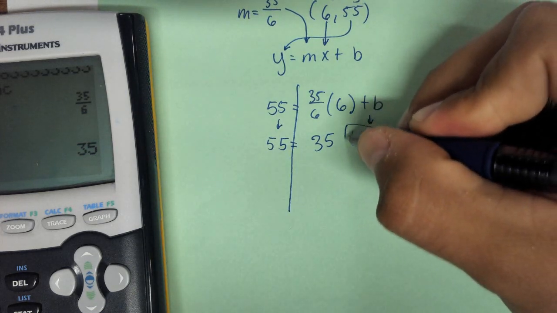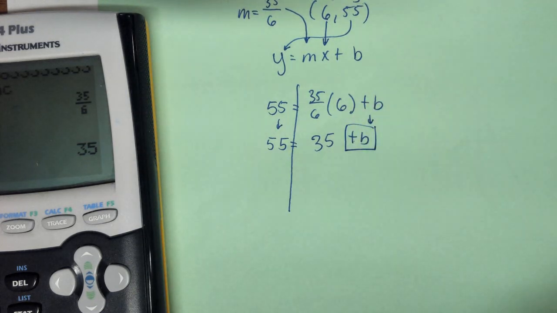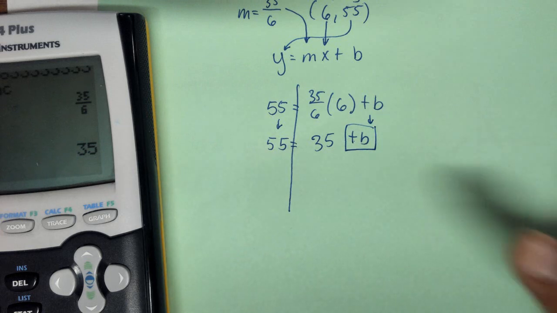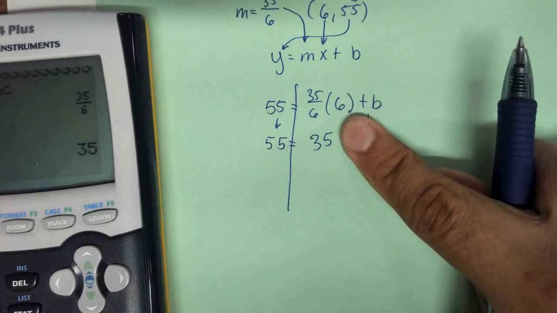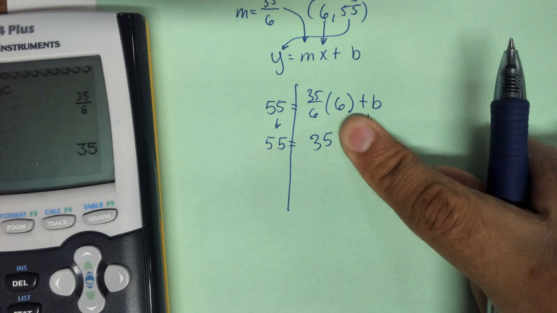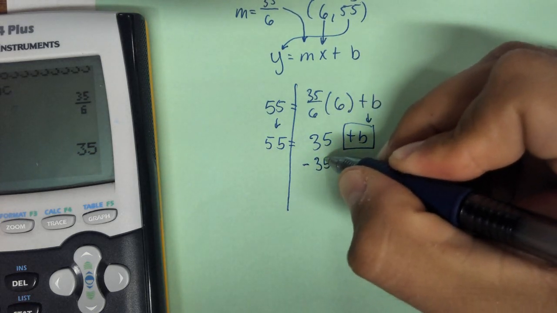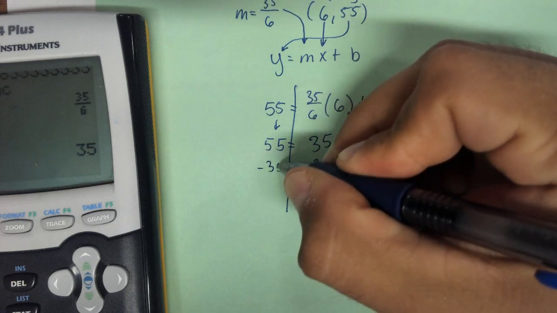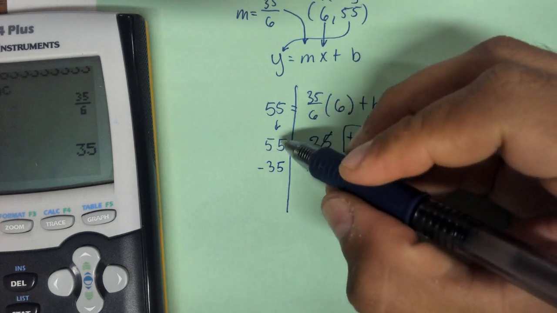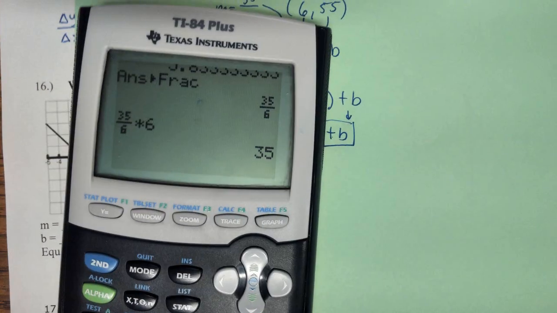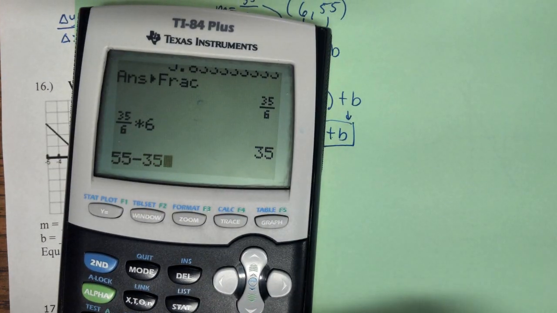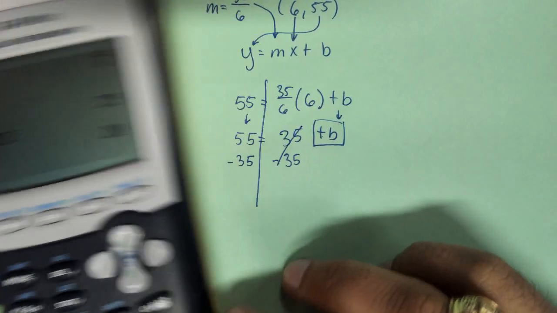So we box this in. We're solving for b, we want the b to stay. So I cover that one up, and I basically just ask myself, what's the opposite of 35? In this case, it's minus 35. 55 minus 35 is going to give me 20.